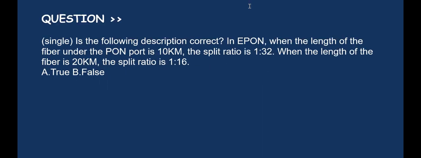Our next question is, which of the following description is correct? In EPON, when the length of the fiber under the PON port is 10 km, the split ratio is 1:32. When the length of the fiber is 20 km, the split ratio is 1:16. Option A true, option B false. The correct answer is option A.